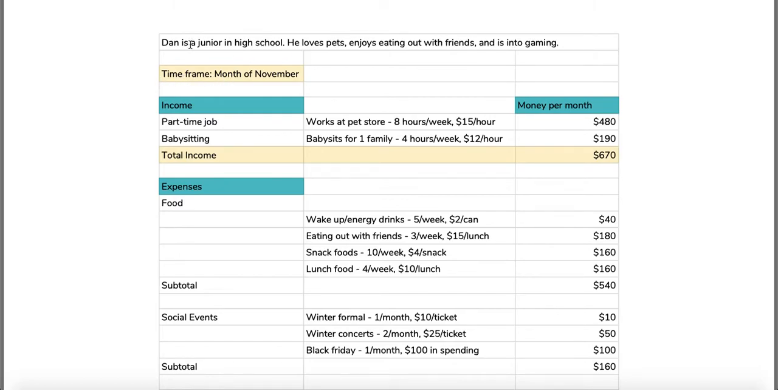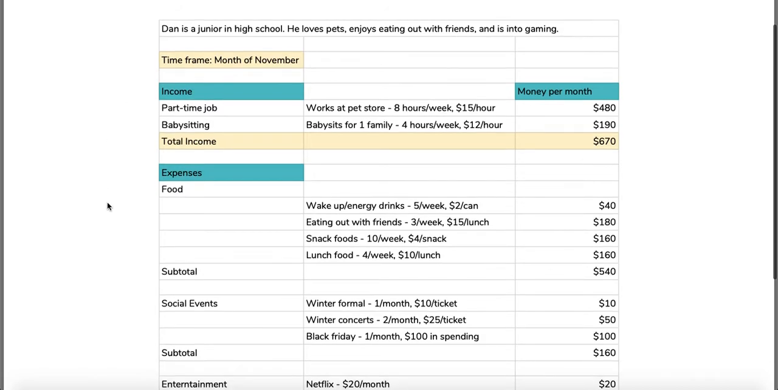For example, Dan here is a junior in high school. He loves pets, enjoys eating out with friends, and is into gaming. He's decided his time frame to be the month of November. This means that everything that he calculates here is in that time frame.